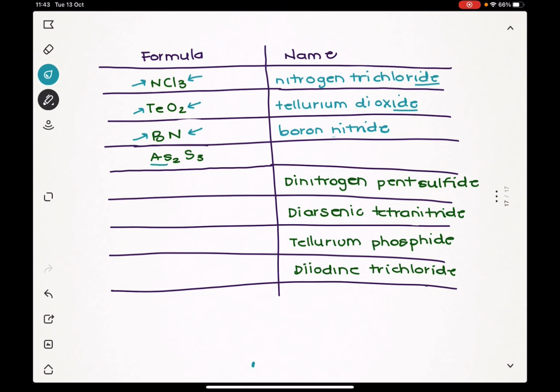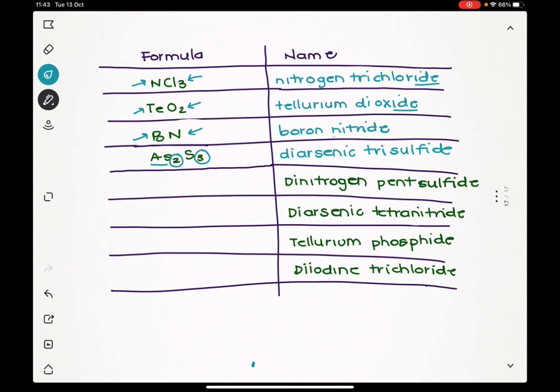Then we have arsenic, we have 2. And sulfide, we have 3. So we have diarsenic trisulfide. Okay, so that's from the formula to the name.